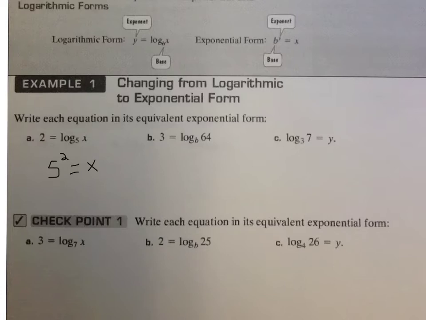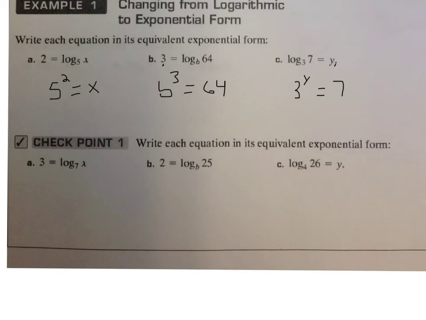Let's look at b. Now our base is b. The exponent is 3, and that equals 64. And c, the base is 3, the exponent is going to be y, and it equals 7. And that's all there is to changing from log to exponential. So go ahead, pause your video here, try your checkpoints. When you come back, I'll give you the answers.